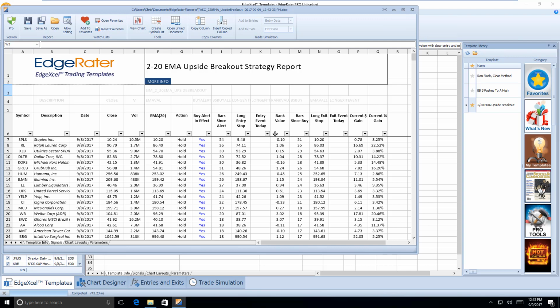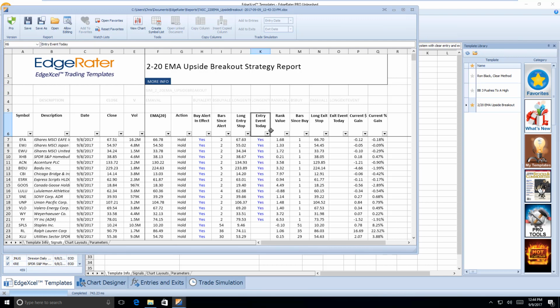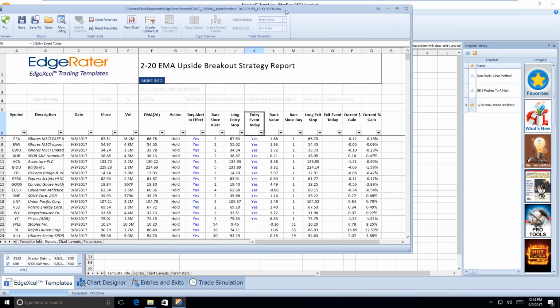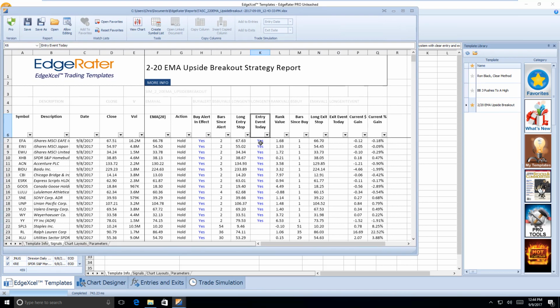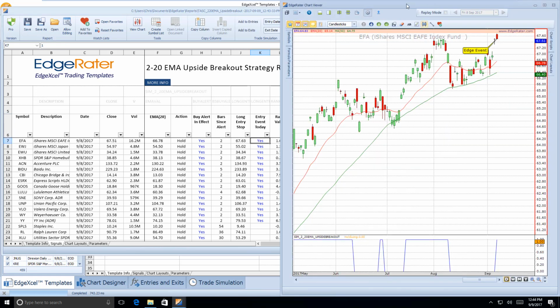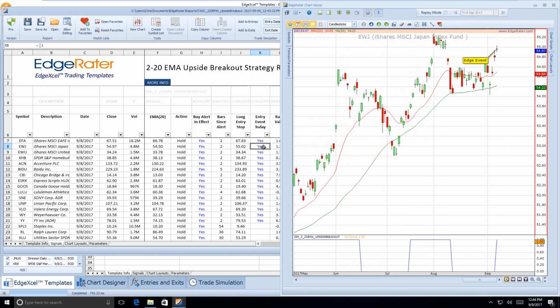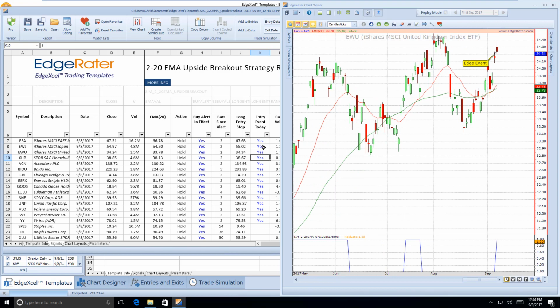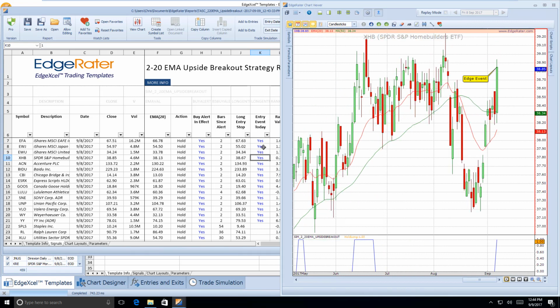And then one last thing I will say is, if you are looking actually to follow this system with some paper trading or some real money, look at the entry event today column. The entry event today means that these are stocks that have fired an entry that did cross the buy limit during the day on Friday. So you can see that the bars since buy is only one. They all entered on Friday. We can take a quick look at some of those as I scroll down through this list. We can see the reasons why they fulfilled the buy side of the strategy rules, and we'll just scroll down through these and see how they look.